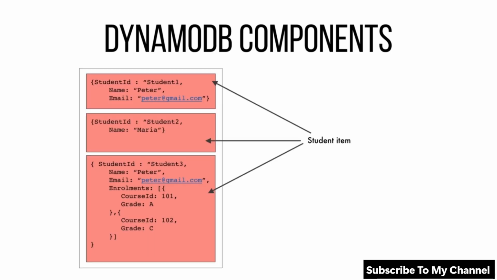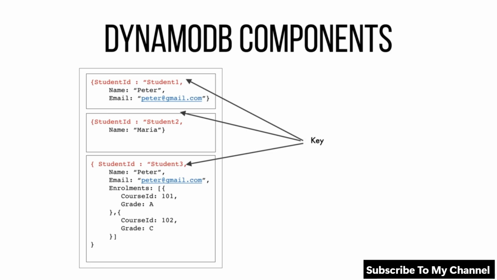Then it has items. Each table contains multiple items. An item is a group of attributes that is uniquely identifiable among other items. There is no limit of the amount of items per table. Each item in the table has a unique identifier or primary key that distinguishes the item from all the others in the table. Other than the primary key, the table is schemaless, which means that neither the attributes nor the data need to be defined beforehand.